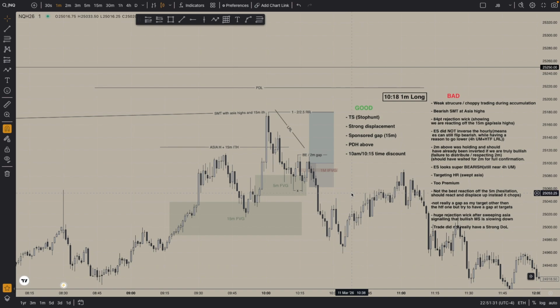So since we already have that put in the SMT respecting a 2 minute gap against the 5 minute gap, we also have reason to go lower, which is the 4-hour unmitigated gap and high time frame low resistance liquidity. Then it's just not a good spot to be in.